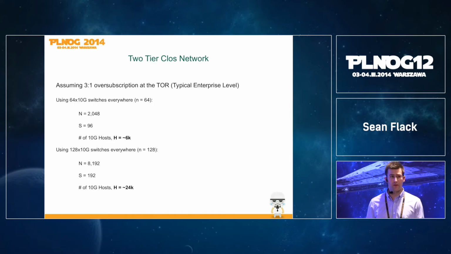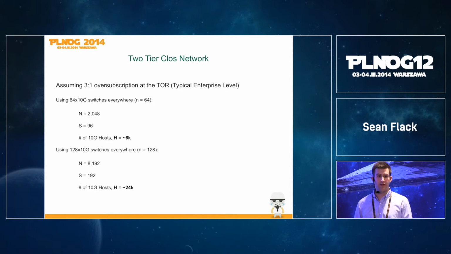Now, if we were using 64 times 10 gig switches, which every vendor under the sun has, a 64 times 10 gig merchant silicon switch, to provide 2,000 ports towards the top of rack, we would need 96 switches. And this ends up providing around 6,000 hosts with 10 gig ports at 3-to-1 oversubscription.